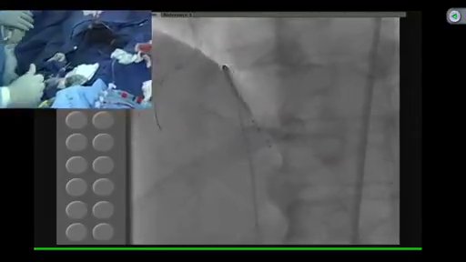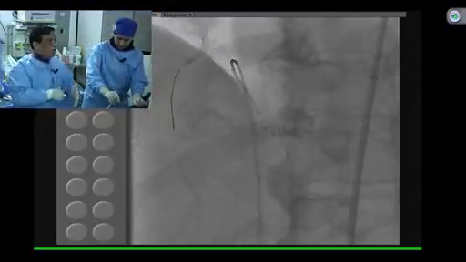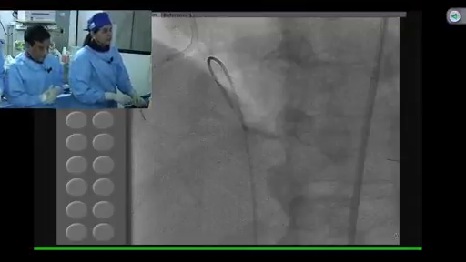The proximal area has not fully expanded. So now we can bring it back and go to a little higher pressure, because you already have a stent in the distal RCA.